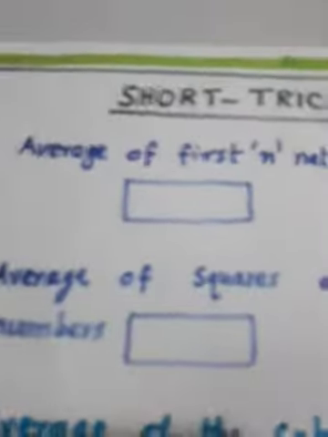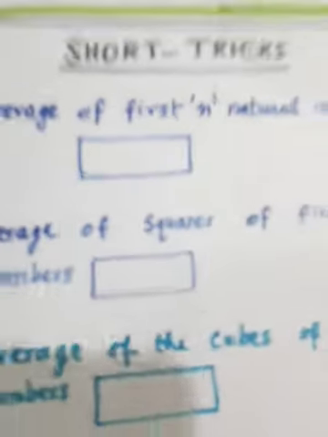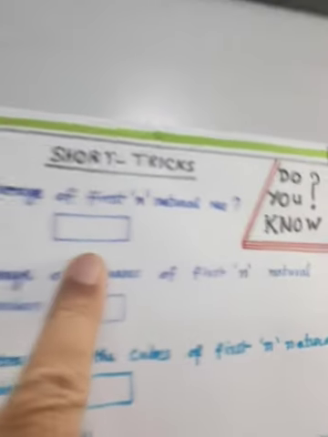So here are the tricks. Now the formula is n plus 1 by 2. The formula for the average of first n natural numbers is n plus 1 by 2.